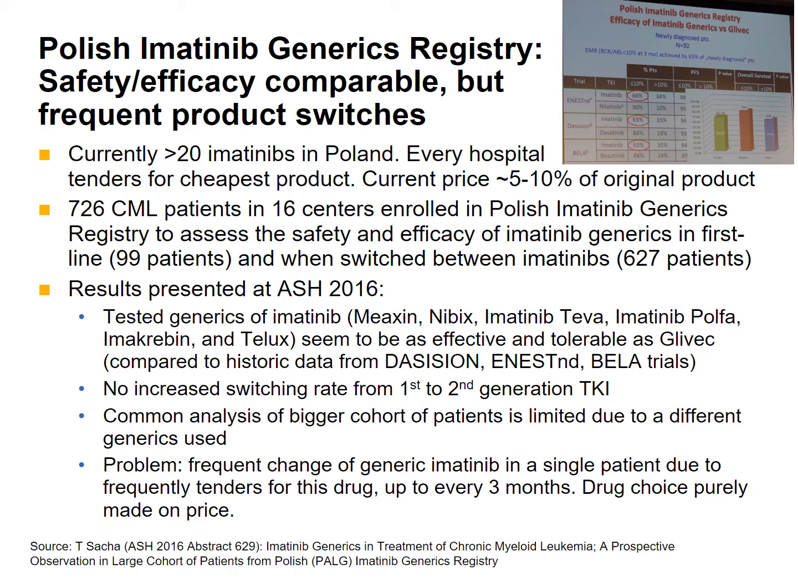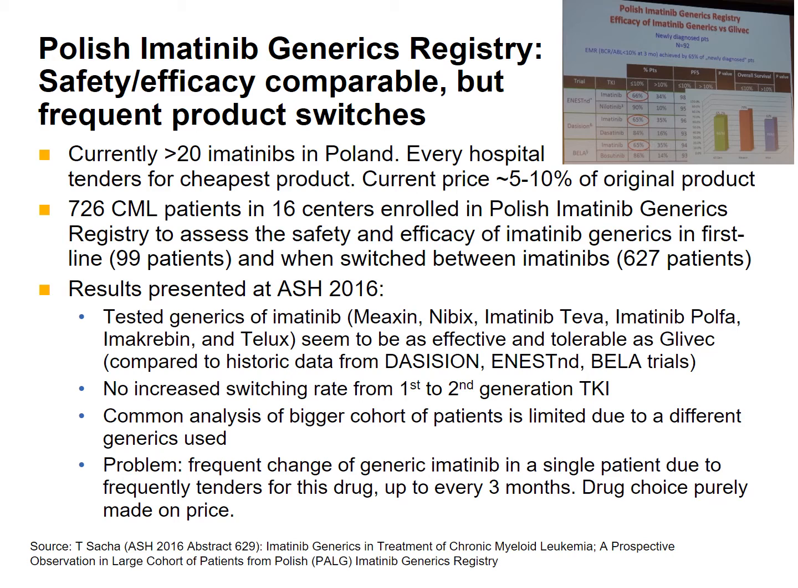But because the physicians were concerned about the effectiveness, they collected data in a registry. So they built the Polish imatinib registry. They enrolled 726 CML patients in 16 centers that were given imatinib generics. And the goal was to assess the safety and efficacy of imatinib generics in first-line patients, where they now have data from 99 patients, and when patients were switched between different imatinib products, which were 627 patients.